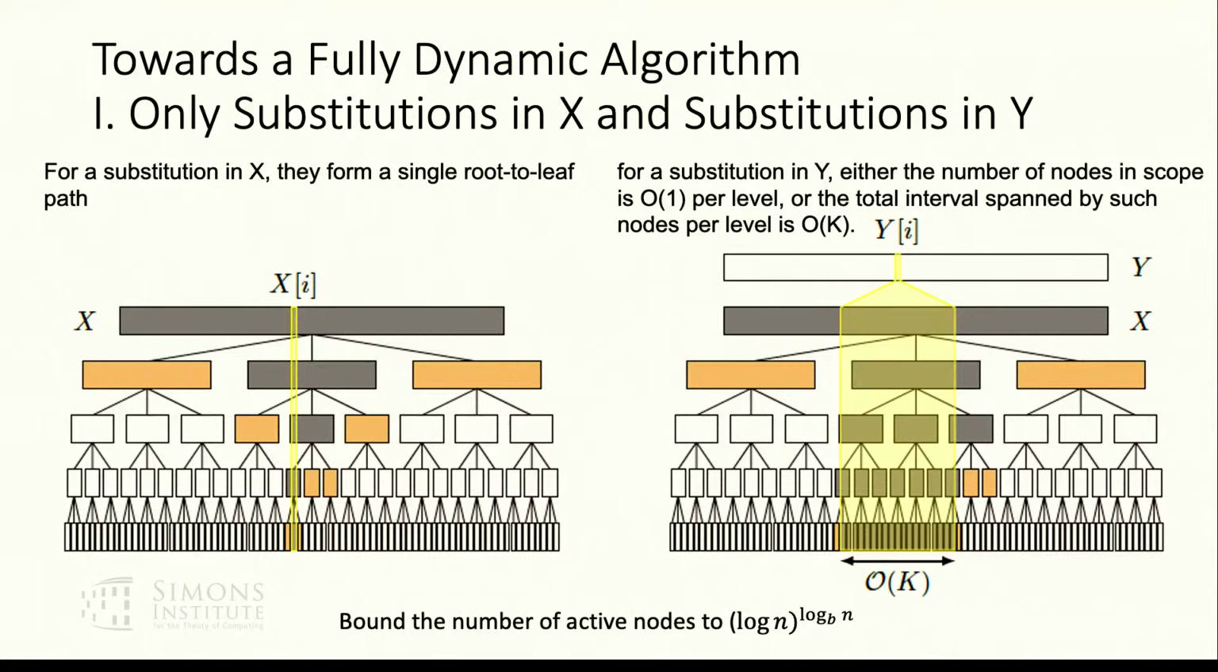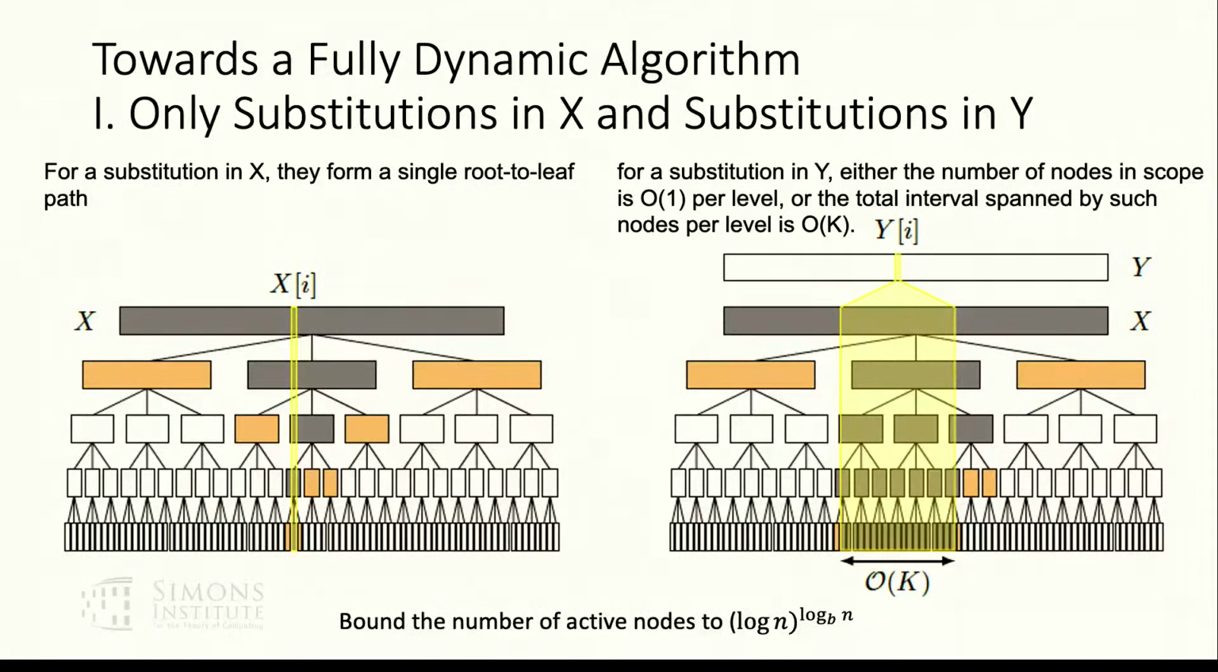So substitution at y might affect more nodes at every level, but we can still show that the number of nodes that are affected, if you look at the starting interval and the end interval, is about order of k, order of capital K. I've been confused by this the whole time. So can't k just be some fraction of n? Capital K? Yeah, or is that the approx factor?